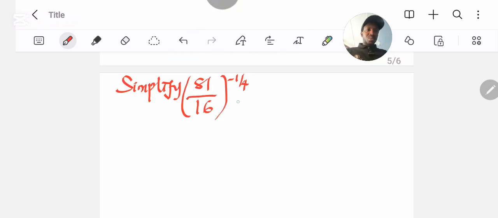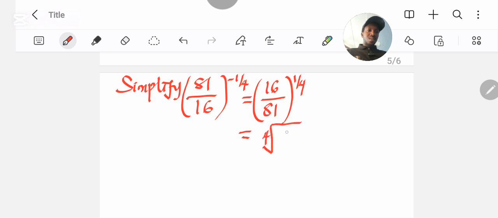Alright, so for the next question, we've been asked to simplify this. This should be pretty much easy for us. The minus sign on the power is going to make this fraction interchange. So we have 16 over 81 raised to power 1 over 4. And what we want to do now is this 4, we can take it here. Then we have the 16 over 81 raised to power of 1.